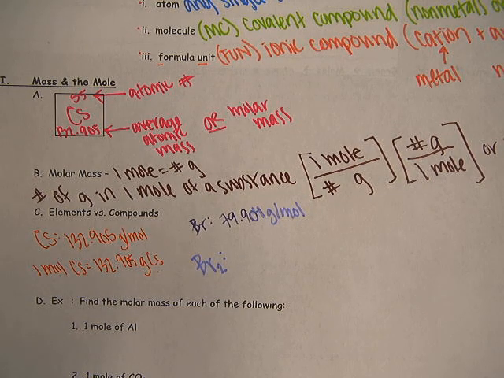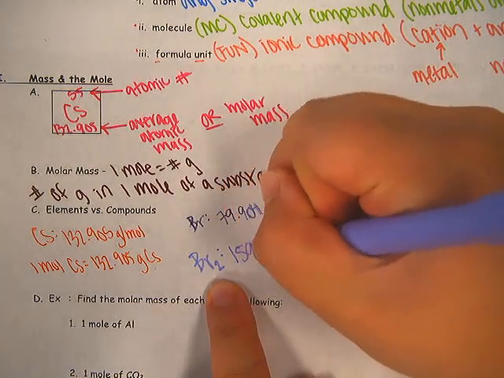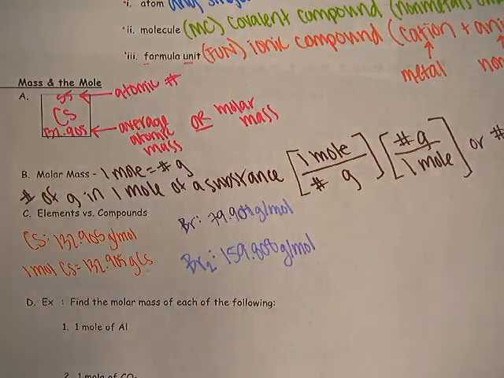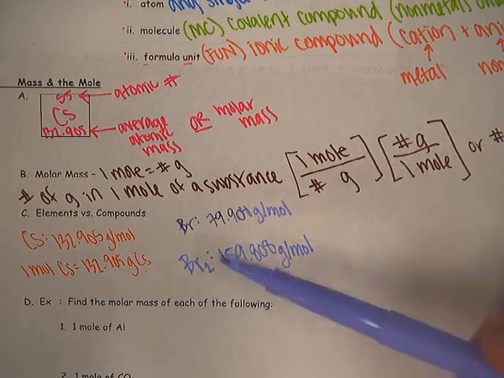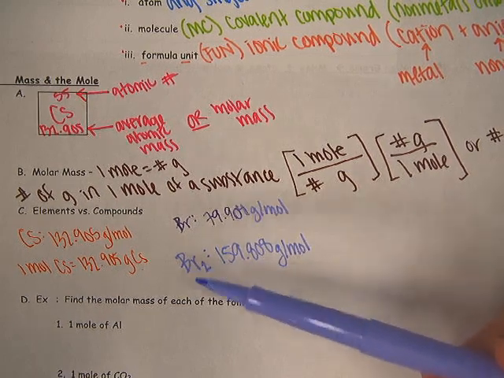So 79.904, either plus itself or times 2, whatever you prefer. So what would our molar mass of Br2 be? 159.808. Does that make sense where that came from? So pulling the molar mass of a single element is as simple as looking at the periodic table for that element. If it's something that has a subscript, meaning one of these little numbers, then you're just going to add up however many are in that subscript.